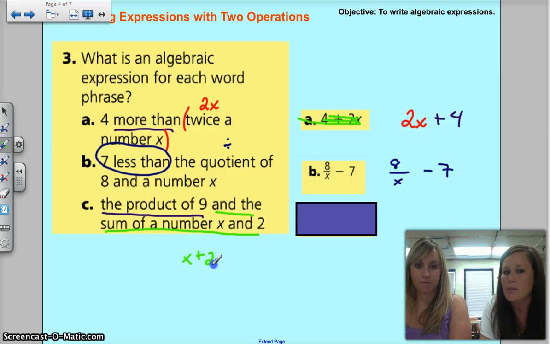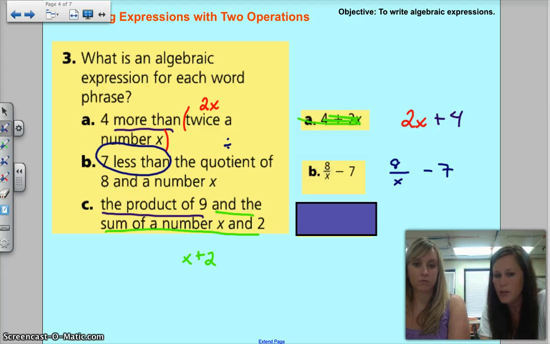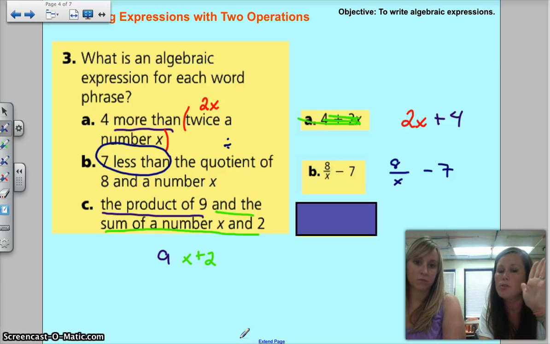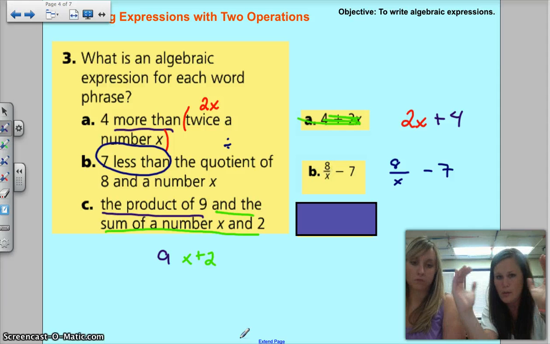But I want 9 to be multiplied by all of that whole thing and not just by the x. So I wouldn't just put a 9 there. If I just have that 9 there, it looks like I'm just multiplying 9 by x. But I want to multiply it by all of the x plus 2. So I'm going to group x plus 2 together with my grouping symbols.